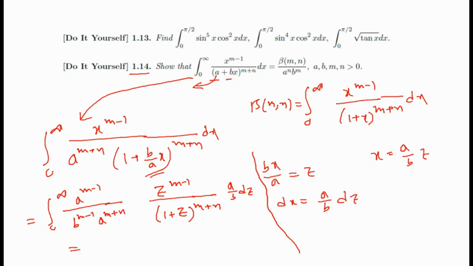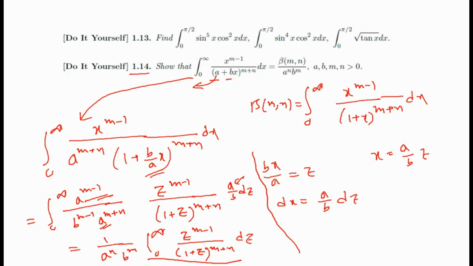And after some calculation you can get a power m will get cancelled, so this a power m and this a power m will get cancelled, and b power, so ultimately you will get a power n b power m, integral 0 to infinity z power m minus 1 by (1 plus z) power m plus n dz, and this is our beta form, as you can see from there. This is beta m, n, so hence the proof.